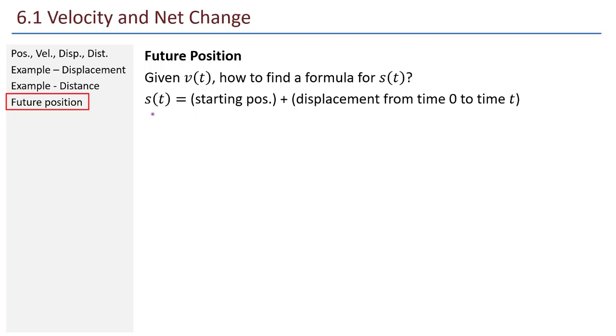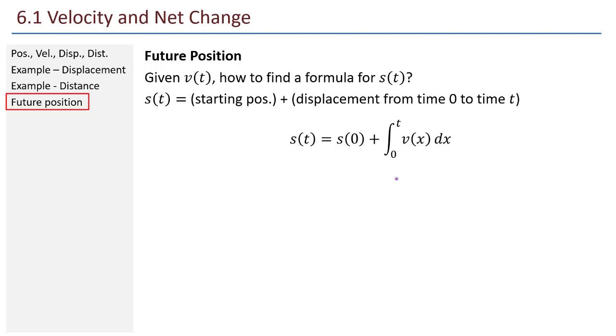In order to figure out my s of t, I need my starting position plus the displacement from time 0 to time t. So symbolically, that becomes s of t equals s of 0 plus the integral from 0 to t of my velocity. Now notice that I'm using t as an upper limit, which means that I can't use t inside my integral. So you just have to use something else. It doesn't really matter. X is a good choice, so why not?